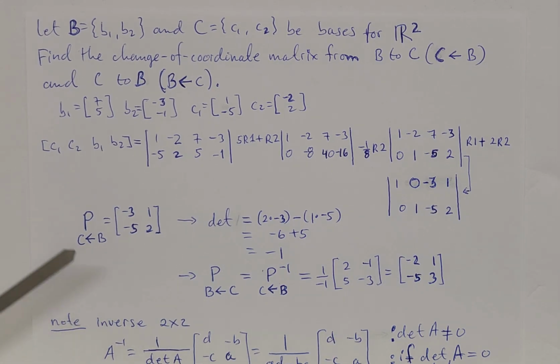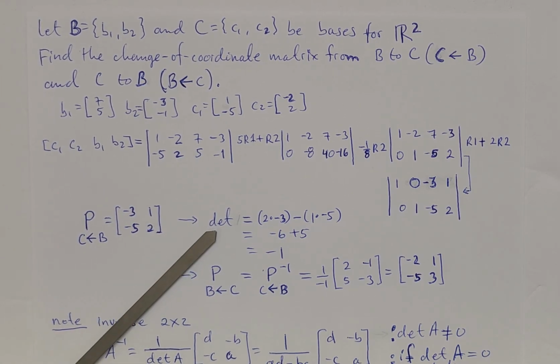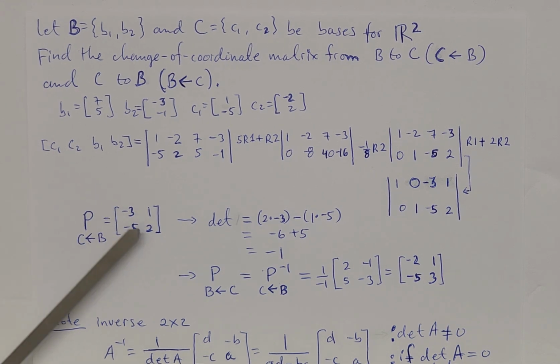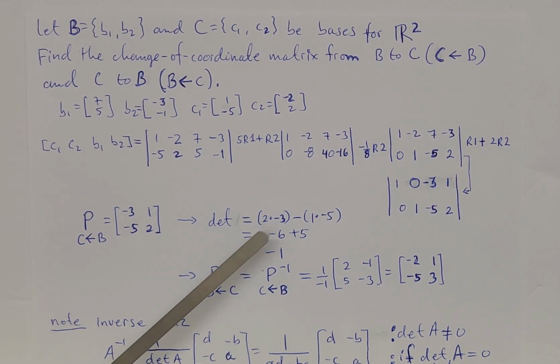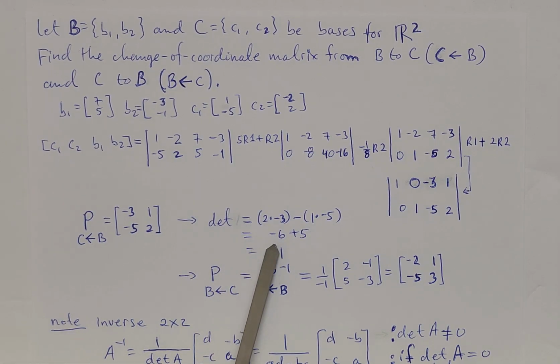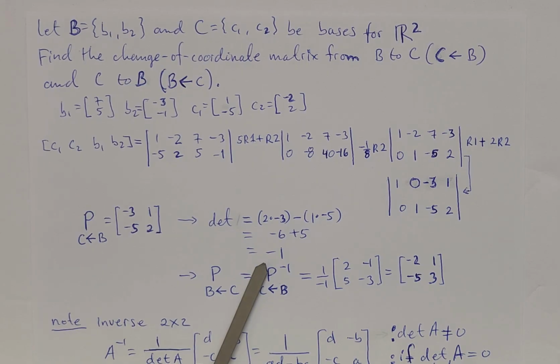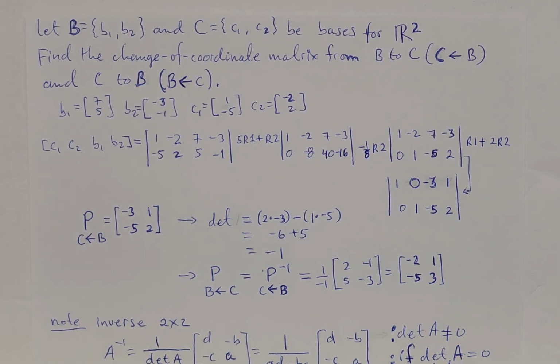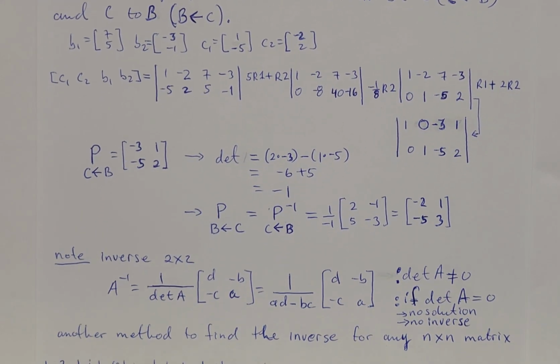Next, we need to find the inverse of this. So find the determinant of the 2 by 2: A times D, which is here, minus B times C, which is here. Then we simplify, so that gives me -6. This right here gives me -5, but with another negative it becomes +5. So -6 plus 5 gives me -1. Okay, and I'm going to move this up so you can see.